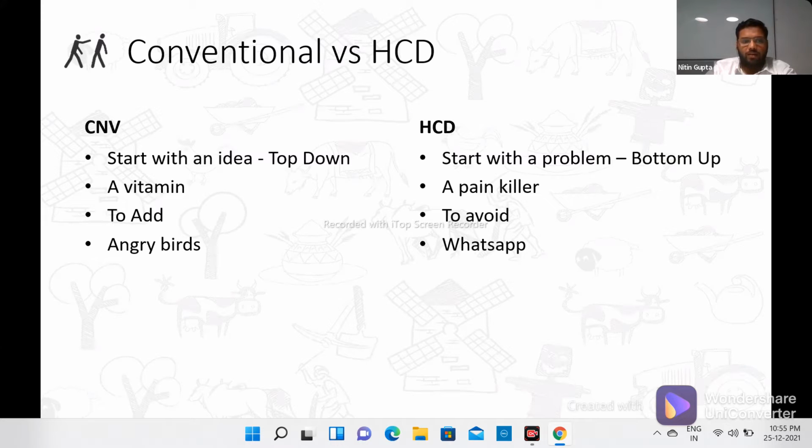Generally, in a conventional thought process, in a design process, you add something to the system. In a typical human-centered design approach, you avoid. And what we mean by it, I'll describe. We were doing a project during my studies on designing a cane for the blind.